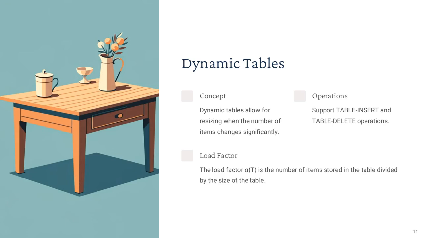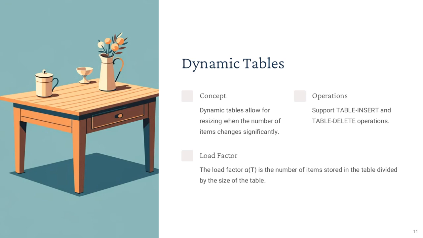Dynamic tables are a useful example to illustrate amortized analysis, particularly in the context of resizing operations. A dynamic table is a data structure that allows for resizing as the number of items changes significantly. It supports operations such as table insert, which adds an item, and table delete, which removes an item. The efficiency of these operations is closely related to the table's load factor, defined as the number of items stored divided by the total size of the table.